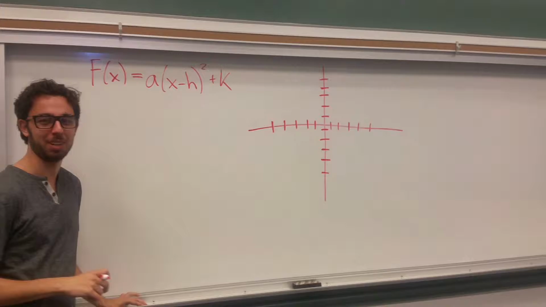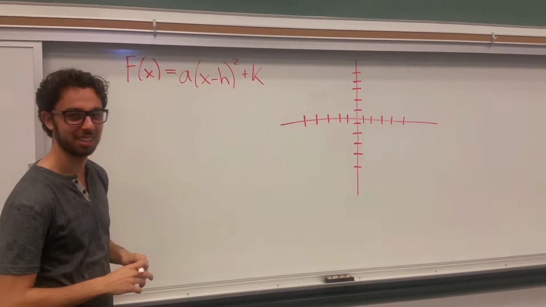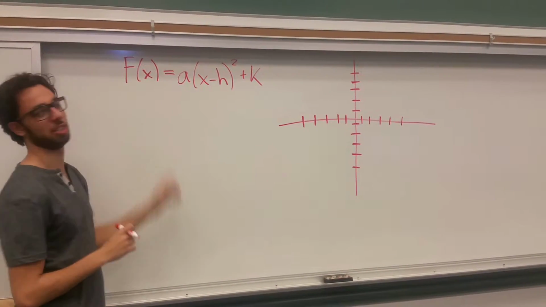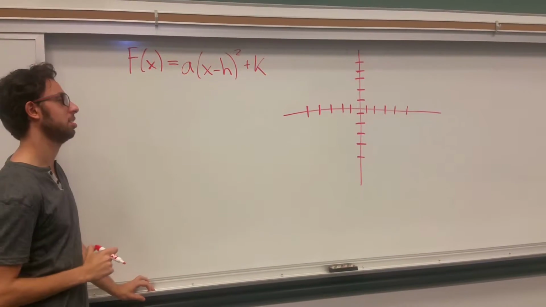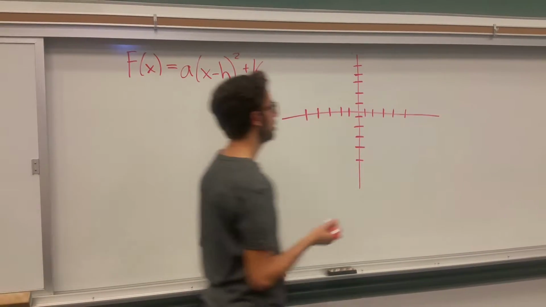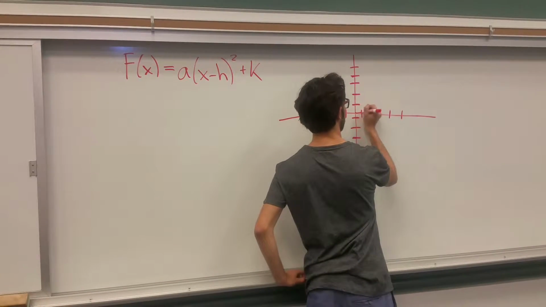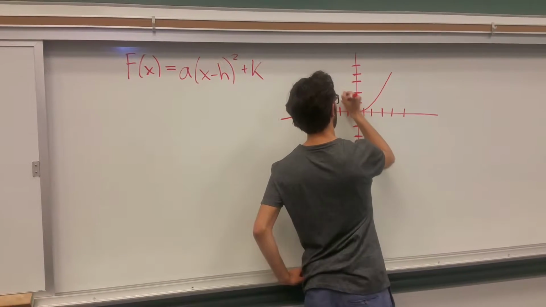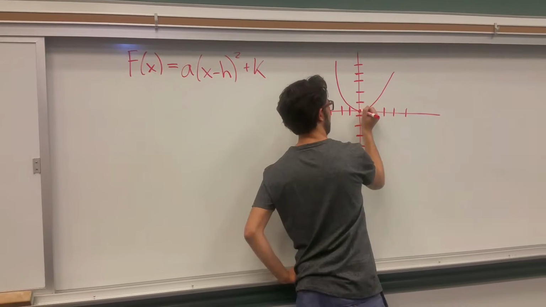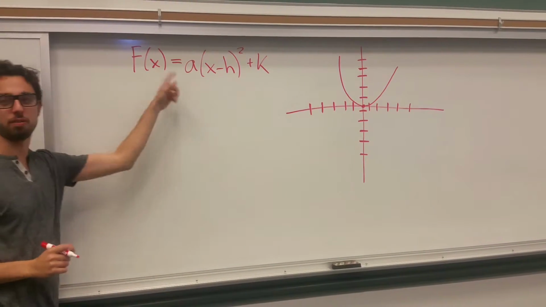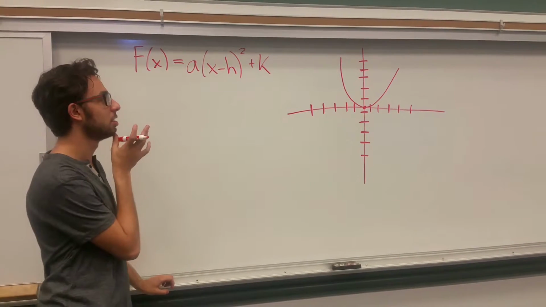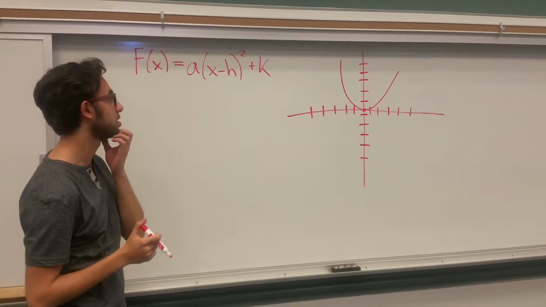Today I'm going to be explaining function transformations. We're going to start off with this equation, f of x equals a times (x minus h) squared plus k. So this creates a parabola with its vertex at the origin. But once we consider the role of the different variables, then the parabola shifts.